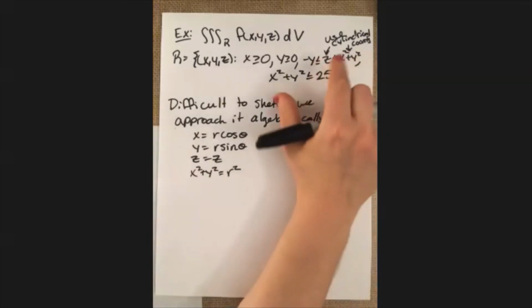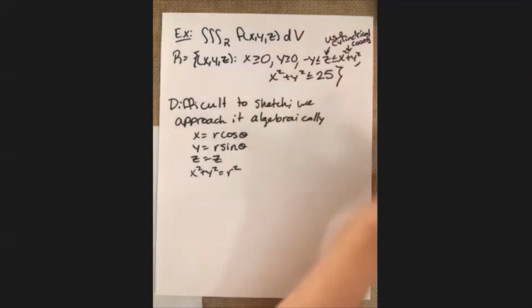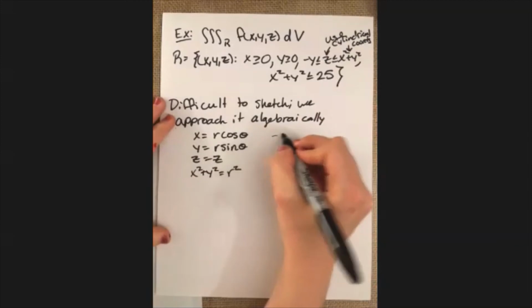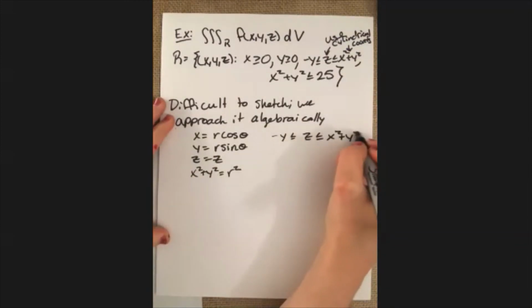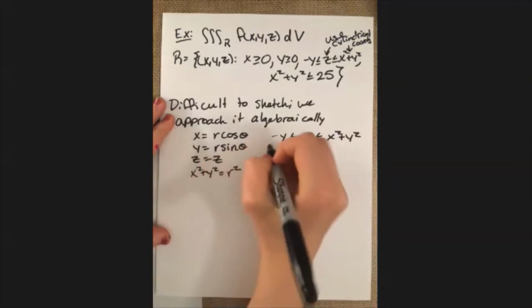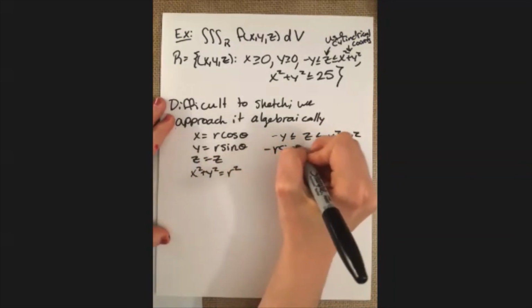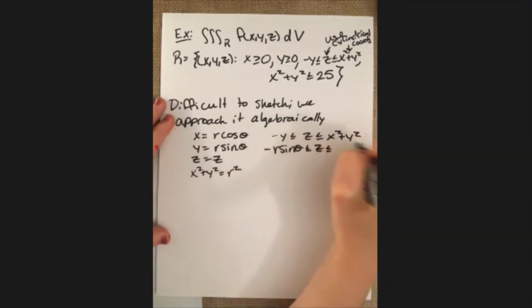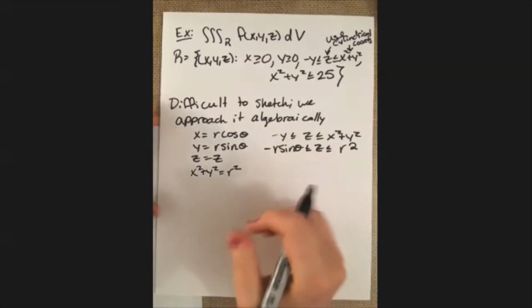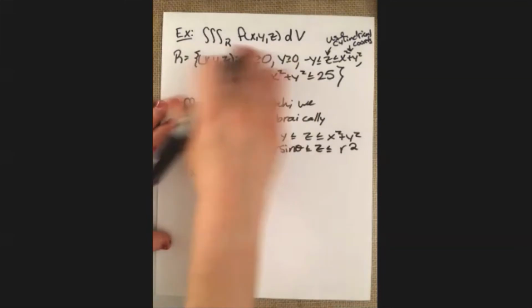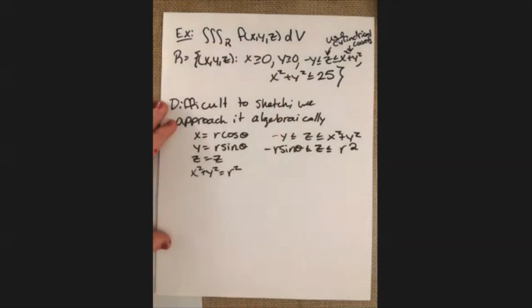So there's actually a lot we can do here without ever drawing our region, because this means that negative y less than or equal to z less than or equal to x squared plus y squared becomes negative r sine of theta less than or equal to z less than or equal to r squared. Well, now we have bounds on z. The only difference is that we have to be careful when we set up our integral about what order we integrate in. So that is totally fine.